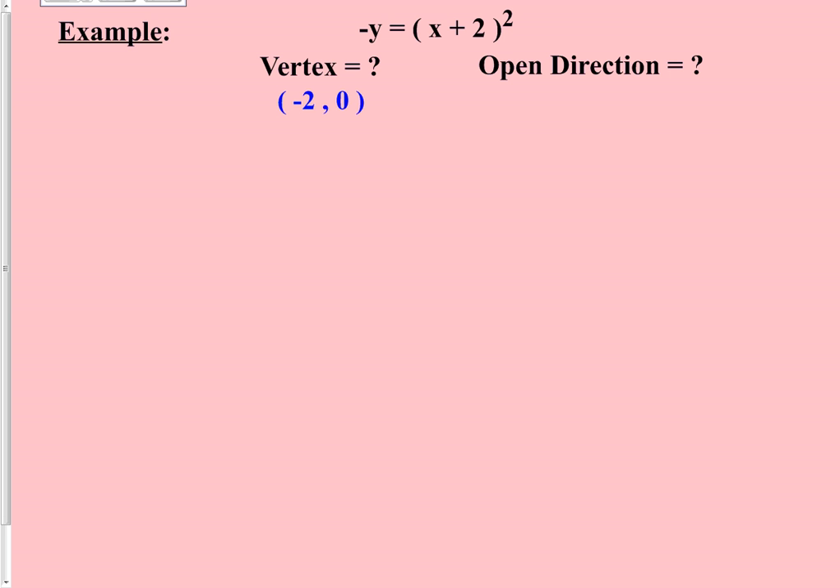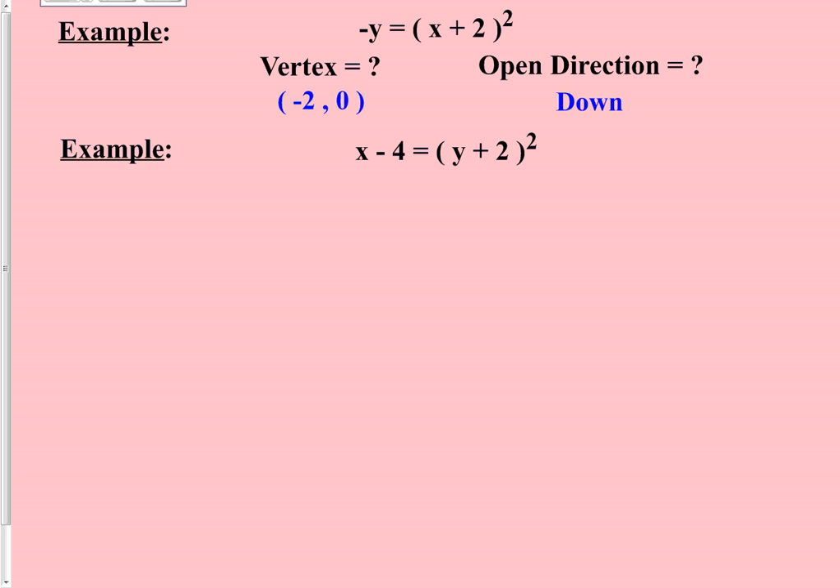Now, as far as the direction that it opens, remember that the parabola is going to follow the first dimensional variable, including its sign. In this case, it is y that is in the first dimension. That means our parabola is either going to be opening upward or downward, depending on the sign of y, and our sign is negative. So that means our parabola is going to be opening downward. That's kind of the extent of what we can read from the equation. Let's look at another one. Let's say x minus 4 equals y plus 2 quantity squared.